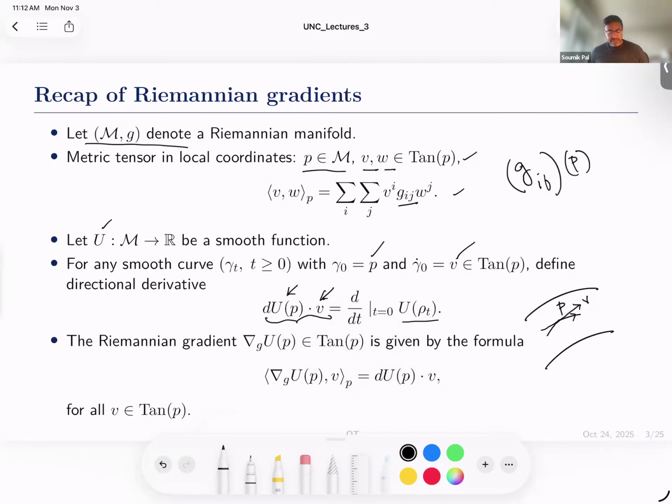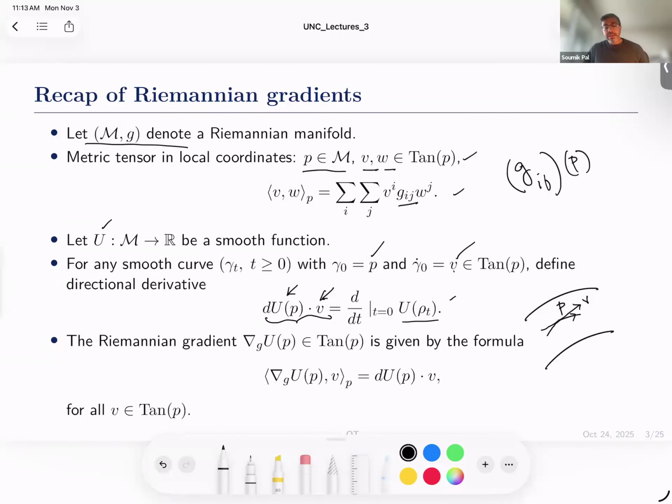How do I see that this is going to be some vector like this? Well, this is what is called the Riesz representation theorem. For every velocity v, you can define this function, d/dt of u of rho t. Then you have to argue that this is a linear function on the space of these velocities, and the space of velocities is the tangent space. It's a Hilbert space, and linear continuous functions on it are given by inner products. So this inner product is given by another vector in the tangent space, and that vector is what I'm going to call my directional derivative.